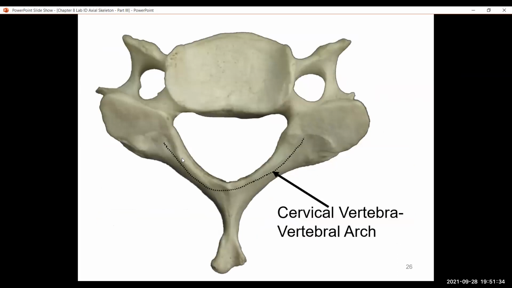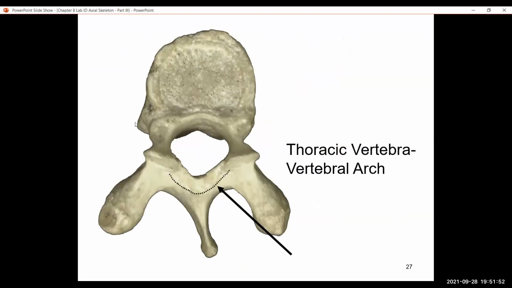Now this picture here is showing you the vertebral arch. It's not doing a very good job because the vertebral arch should be extending from the posterior lateral aspect of the vertebral body, and it should be extending all the way back. So that's actually incomplete. We should include this area here and this area here. Same with this one here too, on the thoracic vertebra.